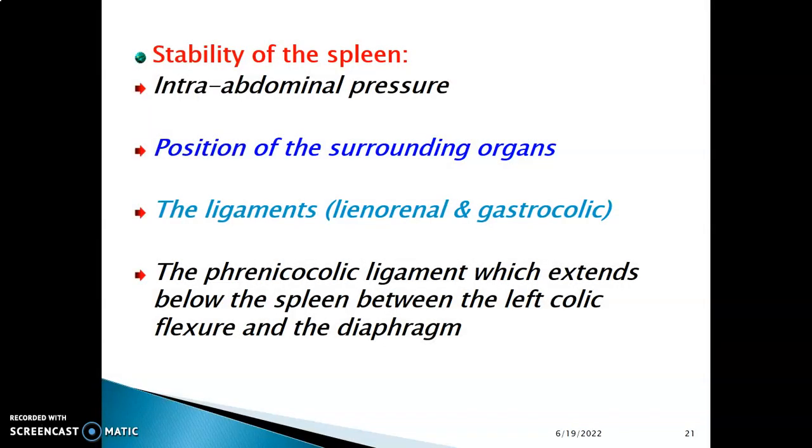Stability of the spleen. What provides the stability of the spleen? What keeps it in position? Number 1, we have intra-abdominal pressure, then the position of surrounding organs, so they fit in place, and then we have the ligaments: the splenorenal ligament and the gastrocolic ligaments. We also have the phrenicocolic ligament. This ligament extends below the spleen between the left colic flexure, which is the splenic flexure, and the diaphragm. That's why it's called phrenicocolic, between the diaphragm and the splenic flexure.